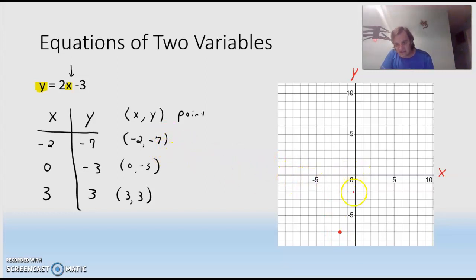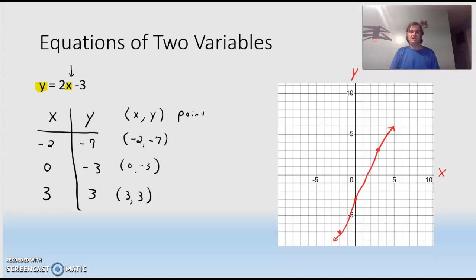Then we have 0, negative 3. And then we have 3, 3. I can't say that I did a great job here, but I'm going to try and make a line through here. What I'm using to write with is not very easy to make a straight line, so I'm going to do my best. But yes, we take those points that we graphed and connect them.